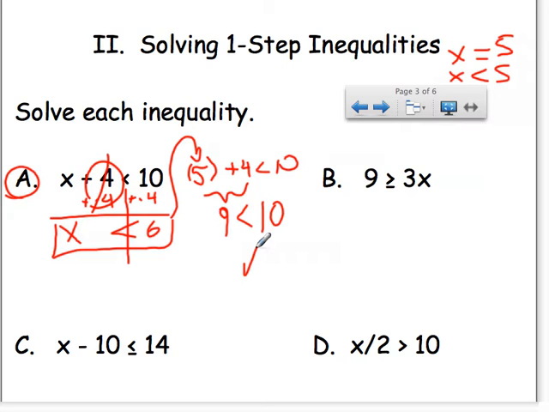One more example. If I have 9 is greater than or equal to 3x, I'm going to solve it by canceling my coefficient, which is dividing by 3.